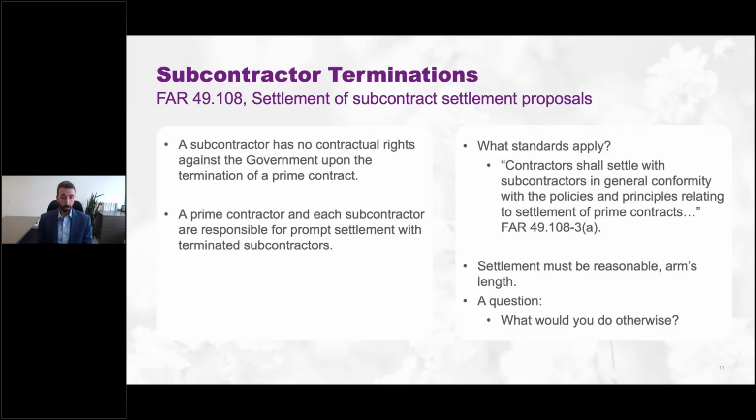So the law can actually sort of put the prime into the position of having to drive a hard bargain, which makes sense because the prime would probably do that anyway, right? So think about that question. What would you do otherwise?